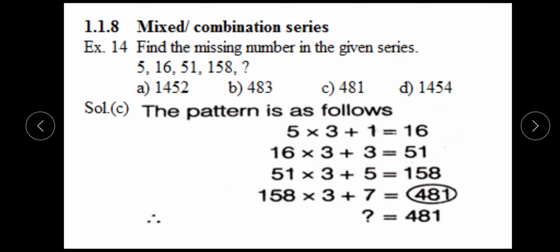It means we can say that the pattern is multiply by 3 and add odd numbers. First we add 1, then 3, then 5, then 7, and according to this pattern 158 multiplied by 3 plus 7 is equal to 481.